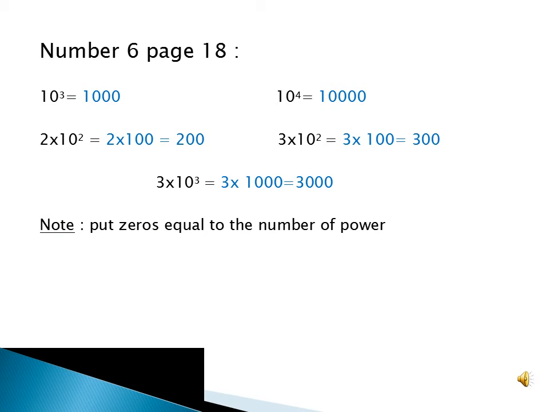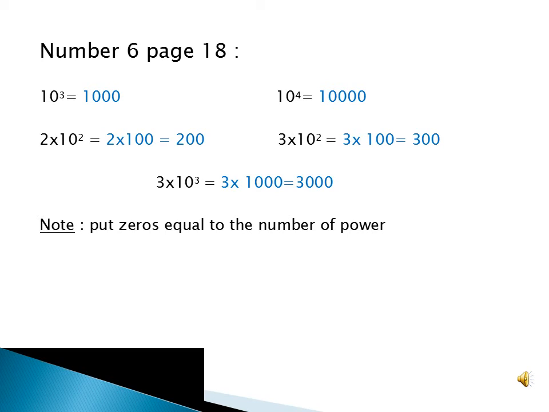Now let's solve number 6, page 18. The question is asking us to write as an integer. Let's remember that for a power of 10, we must put the same number of zeros as the power. For example, 10 power 3, we put 1000, so we put 1 and beside it 3 zeros. 10 power 4, we put 1 and beside it 4 zeros.